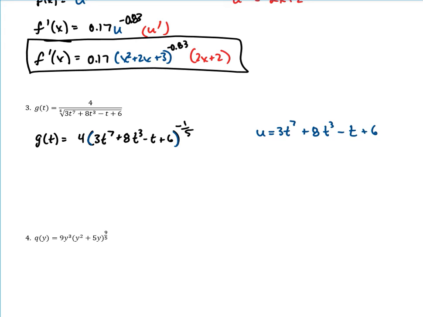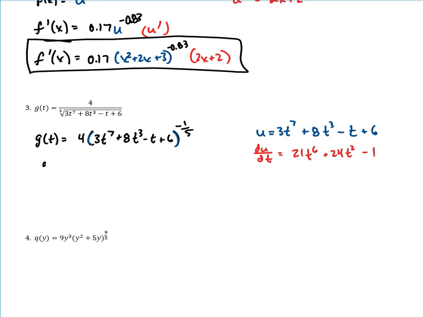And then once I decide on my u, I instantly need to find its derivative. I'm going to use du dt. So the t's on the right, so it's the derivative of u with respect to t. And then we just can go through this and do our power rule. It's 21 t to the 6 plus 24 t squared minus 1. And that's it. The derivative of 6 would be 0. Okay, so there's my work there.